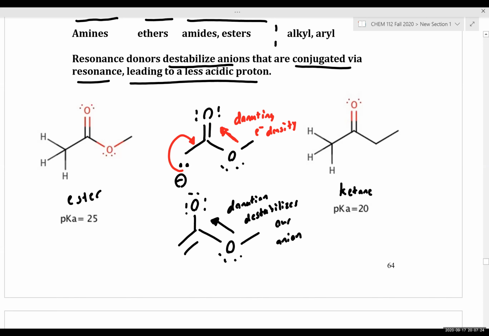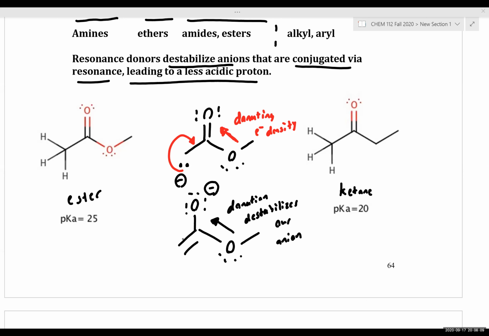Does everyone see how this resonance donation effect is pushing more electron density into our ester carbonyl functionality, and in turn it's destabilizing the anion that we are delocalizing via resonance? Does that make sense to everyone? Anions do not like when you're pushing extra electron density into them. So when you have a resonance donor, it destabilizes any anion that is conjugated to it via resonance.